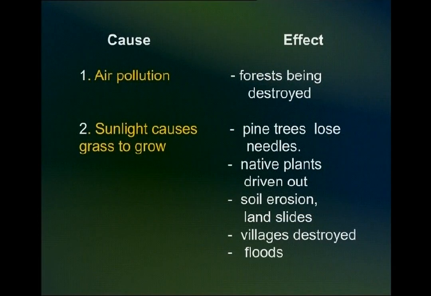Now, in that paragraph, you will notice the whole paragraph is showing the cause and effect relationship. Look at the causes. The first cause mentioned is air pollution. And at the same time, the effect is also mentioned. The effect is that forests are being destroyed. The second cause is also given there. The second cause is that sunlight causes grass to grow.